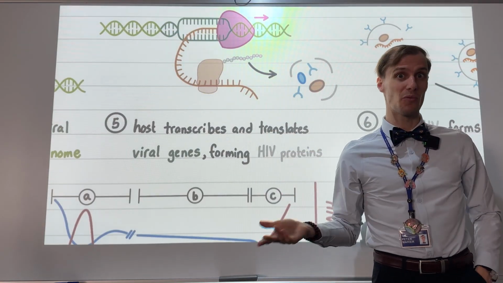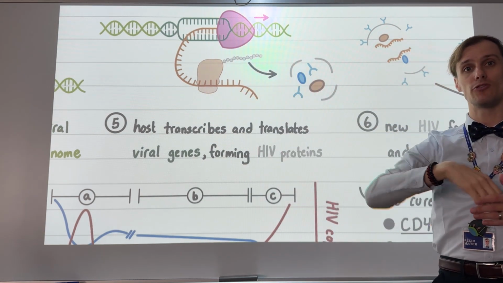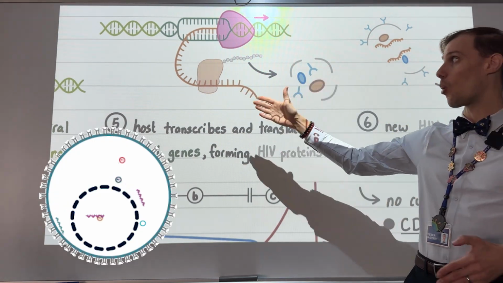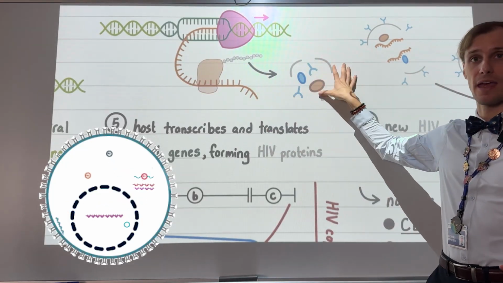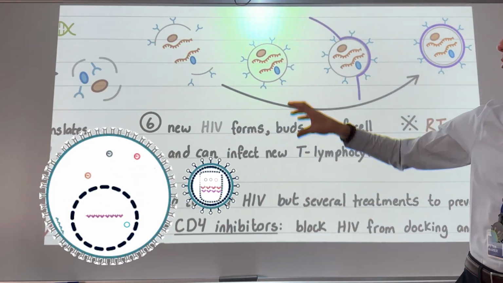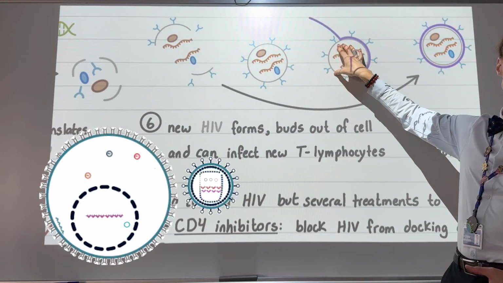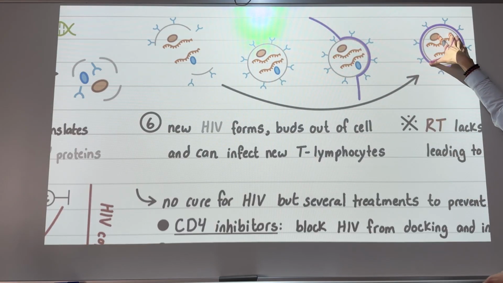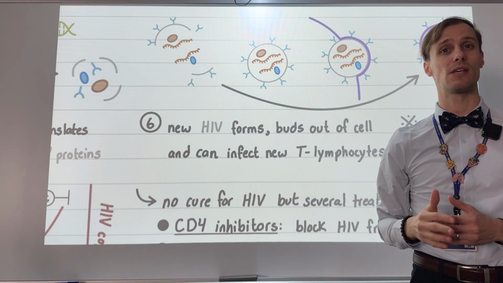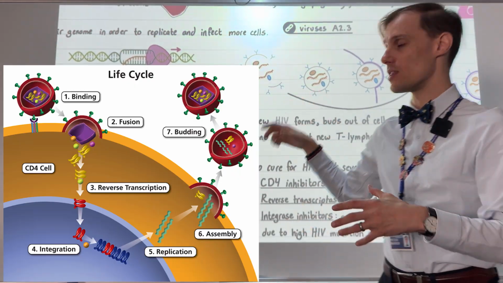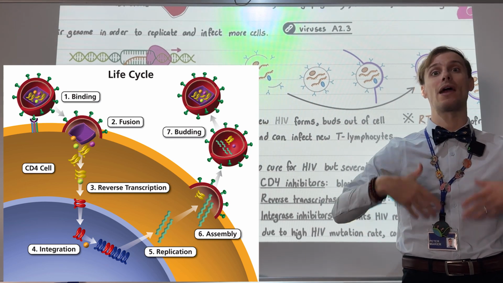Now the host cell, without really realizing, when it undergoes transcription, is going to transcribe these viral genes in order to make more viral proteins. These viral proteins are then going to assemble into brand new HIV viruses. Then they're going to fuse with the host membrane, become enveloped again, and then infect a brand new helper T lymphocyte cell. So in effect, the helper T lymphocytes have become machines for making more and more and more copies of the HIV virus.